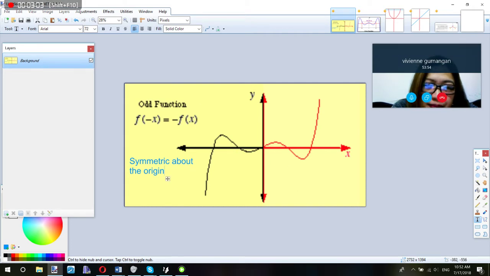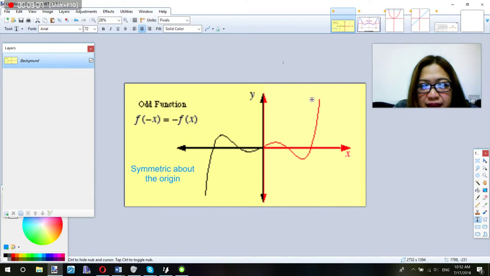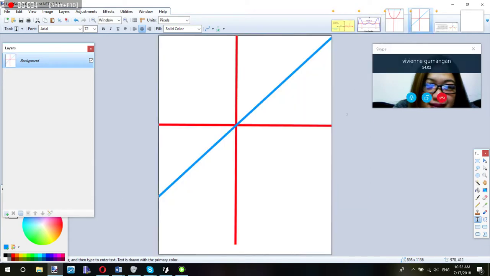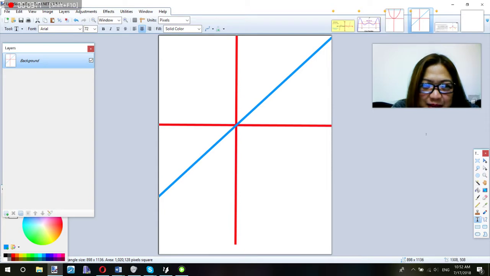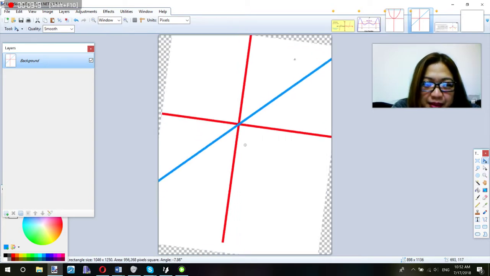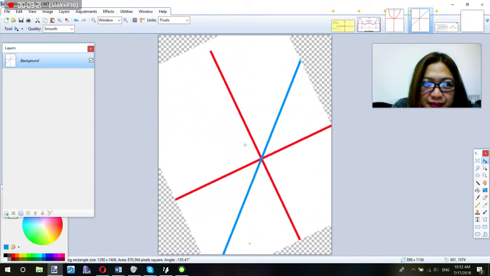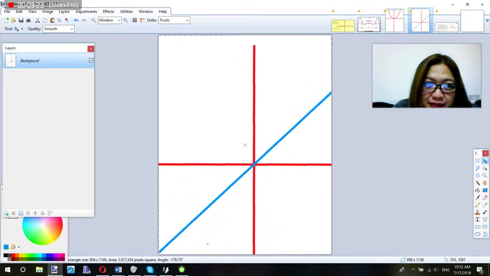Vivian, can you give me an example of an odd function? Okay, so I can say y is equal to x. Y equals x, which I happen to have here. So y equals x is symmetric because if I rotated this entire graph 180 degrees, I would end up with the same shape. So if I rotate this graph 180 degrees, it still looks like the graph of y equals x.